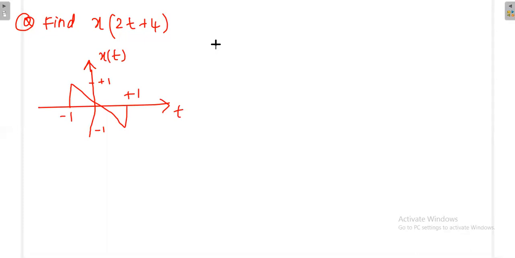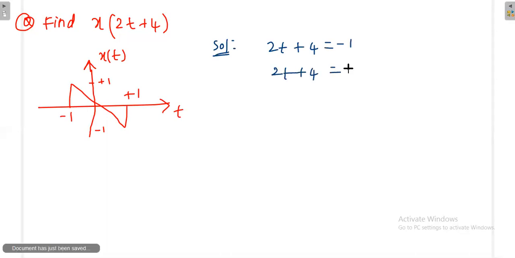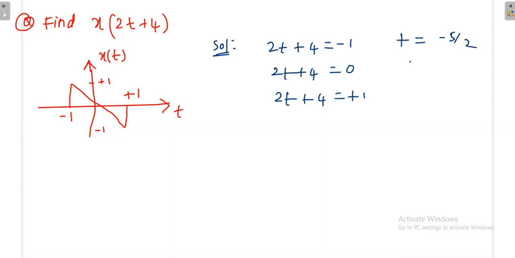By mathematics I'll do first. 2t plus 4, I can take it as -1. Then what happens if 2t plus 4 is equal to 0? 2t plus 4 is equal to +1. What happens here? t is equal to -5 by 2. Here t is equal to -2. Here t is equal to -3 by 2. So finally the values will be mapped like this.